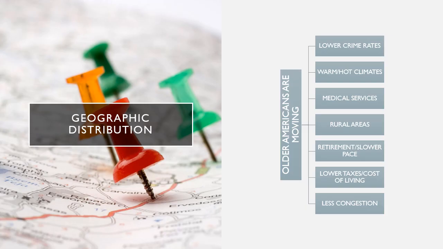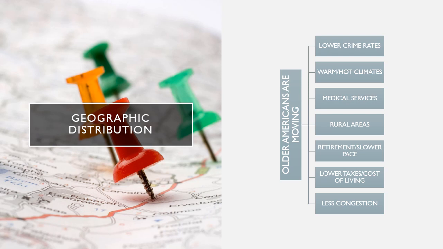Many older people are moving to rural areas. They are leaving urban areas for a multitude of reasons. Among the most significant reasons are lower crime rates, less congestion, slower pace, warmer climates, lower taxes, and cost of living. It has been published that the median age in rural areas is 51 years compared to 45 years for urban areas. This is partially due to higher paying jobs in the urban areas.